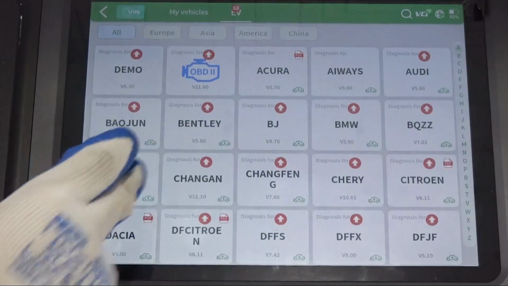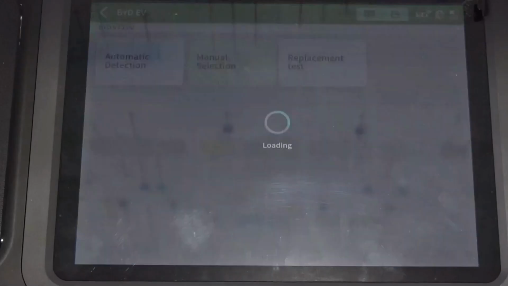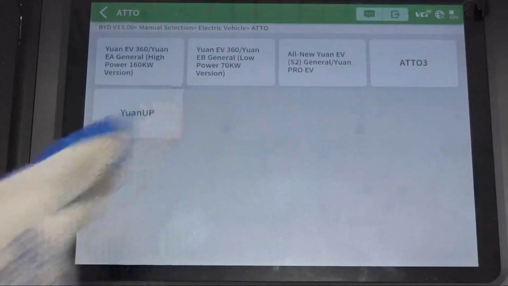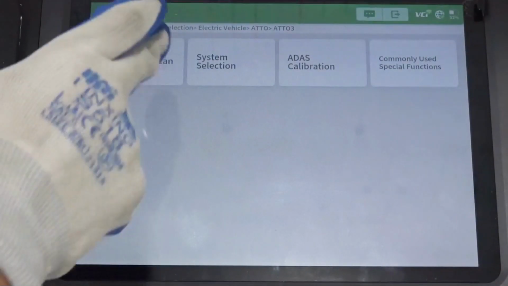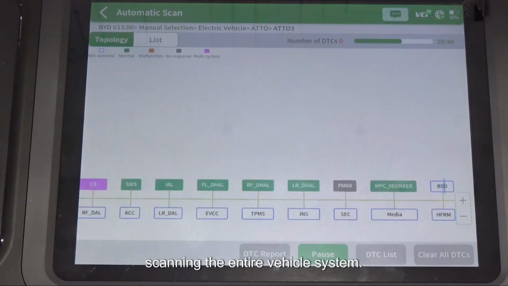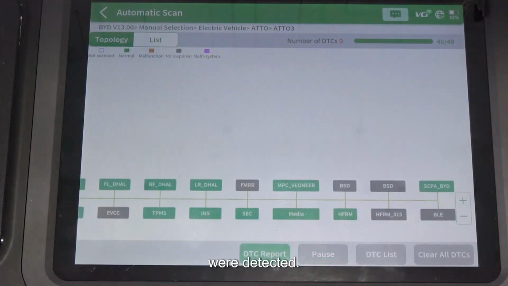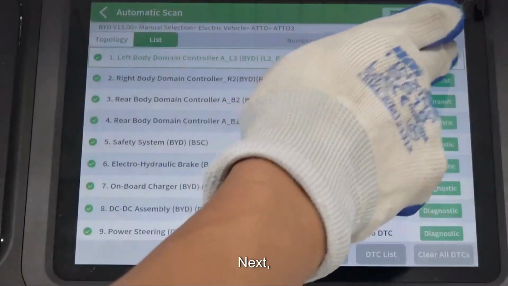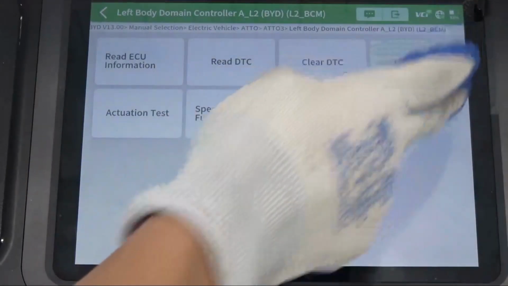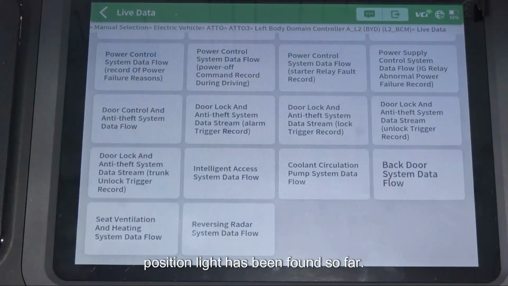Start diagnosis. Select BYD. Manual selection. Electric vehicle. Atto 3. Automatic scan. The diagnostic scanner is gradually scanning the entire vehicle system. After completing the scan, no fault codes were detected. Next, we will start reading the live data stream. Also, no abnormal data related to the rear position light has been found so far.